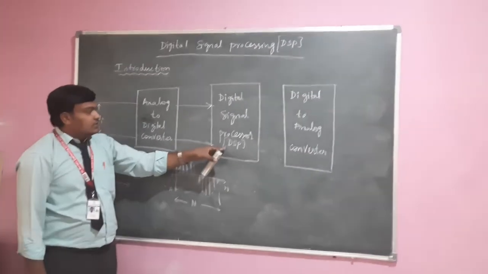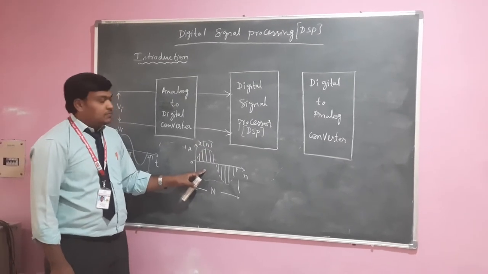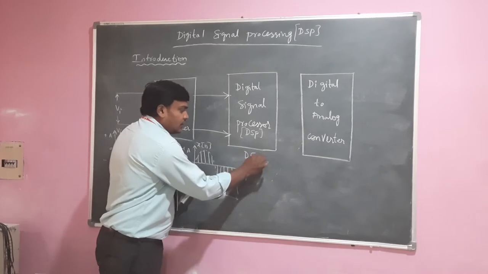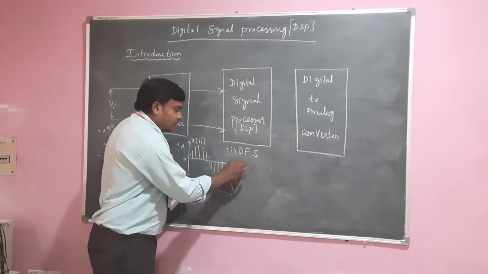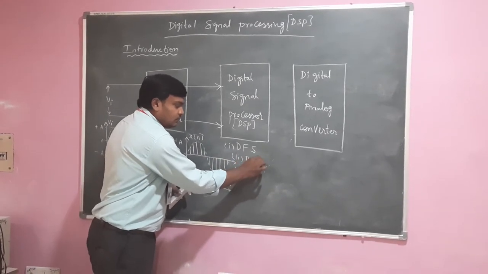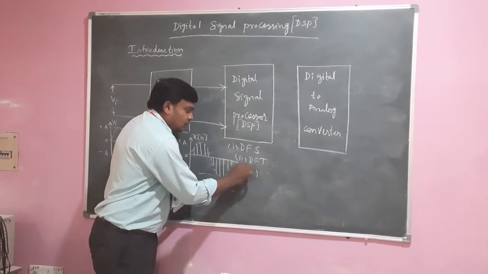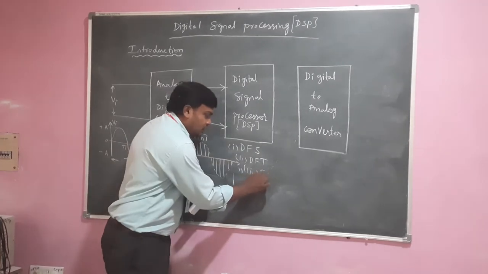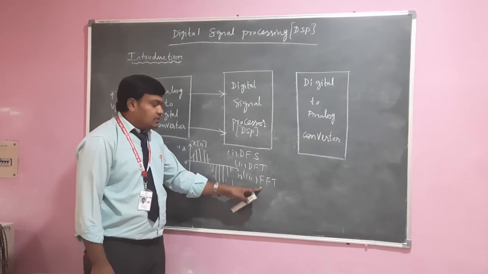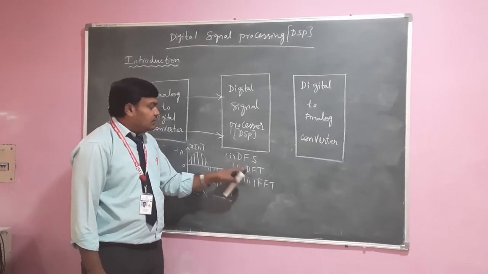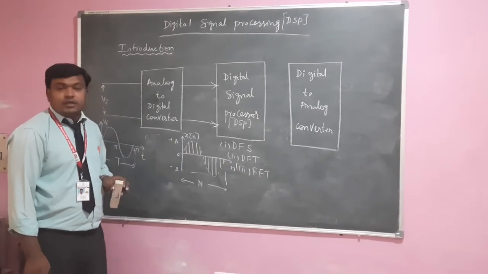In the digital signal processor, we can apply so many operations on this discrete time signal, like discrete Fourier series and discrete Fourier transform. Otherwise, we can apply a more sophisticated tool, the fast Fourier transform. Two types we have: decimation in time and decimation in frequency. These operations, DFS, DFT, and FFT, are applied on this digital signal.